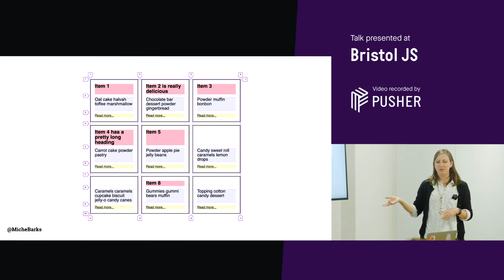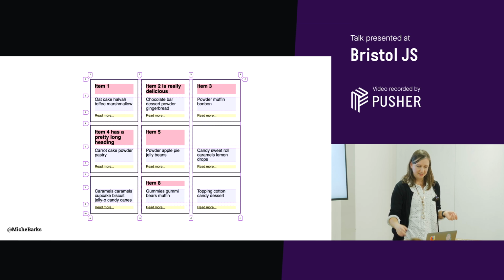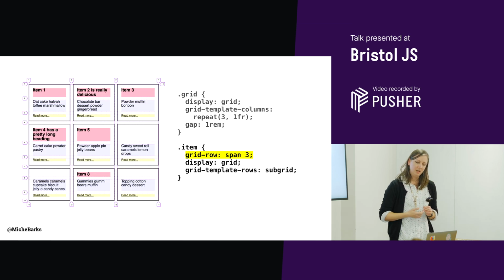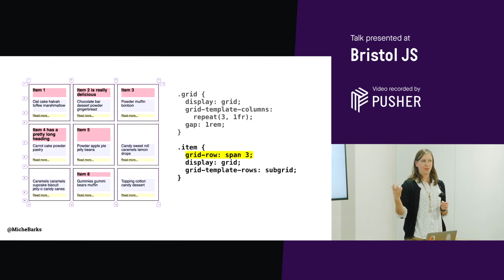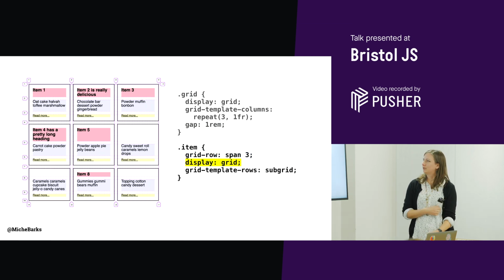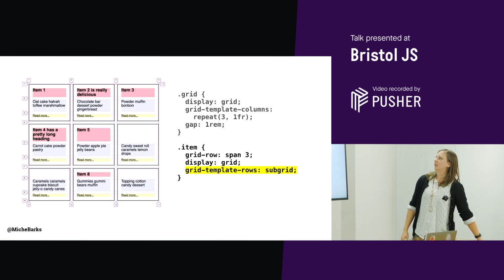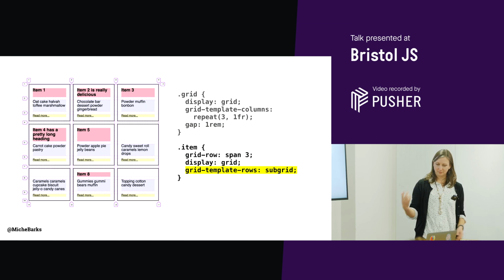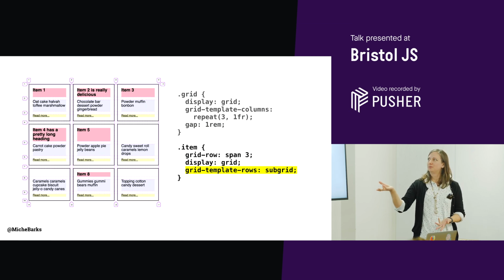So in this case, it would be the row axis. And this is how we do it. So we make each item now span 3 rows. Each item now becomes a grid in itself. And we give it a value of subgrid for the grid-template-rows property. And now those items will inherit the parent grid on the row axis.